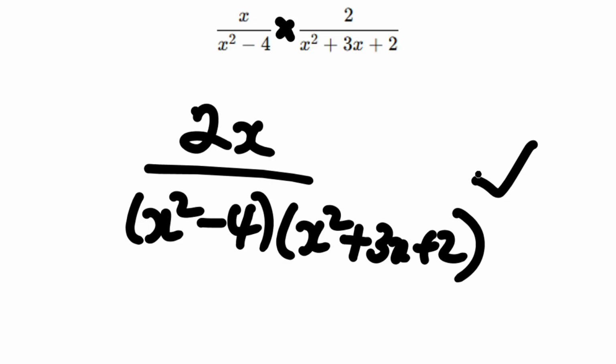When it comes to multiplication, I think that's the easiest thing. Multiply the numerators, multiply the denominators, put things together, and you are fine. If there's any need, then you just simplify and do your stuff.